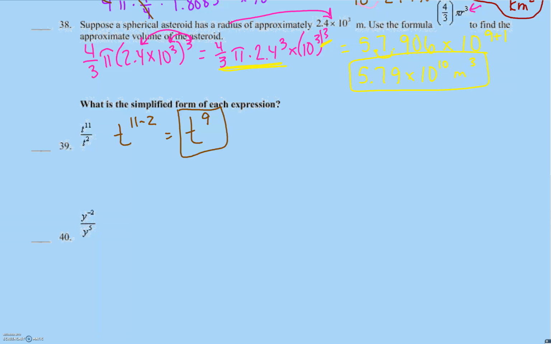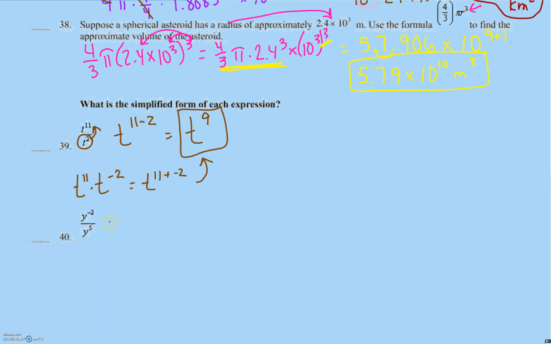And why this works is because we could rewrite this if we wanted as t to the 11th, move it to the numerator and change our sign, t to the negative 2nd power. Now, since we're multiplying powers with the same base, we add our exponents and we still get to here. So when we divide powers with the same base and subtract, it just saves us one step.